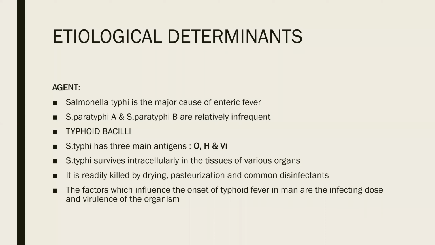So what we are looking at is that it has three main antigens, the O, the H, and the Vi. This is important when we are looking at two things: in the investigations and in the prevention with vaccination. It survives basically intracellularly, and it's readily killed by drying, pasteurization, and common disinfectants. The factors that influence the onset of enteric fever in man are basically the infecting dose, or the amount of Salmonella typhi or paratyphi that's ingested, and the virulence of the organism.